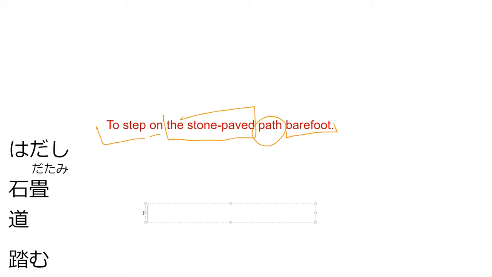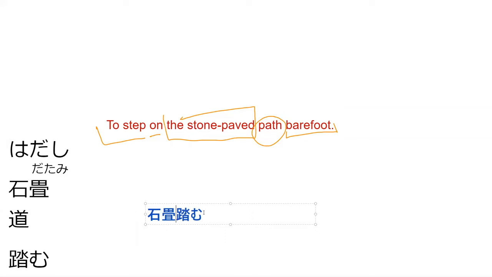So, to step. Let's start with to step, which was... What was to step? To step is fumu. Fumu. To step on stone paved. So, ishitatami fumu. Oh, sorry, fumu. To step on the stone paved. I thought we said ishitatami fumu. And then you need to put michi somewhere.